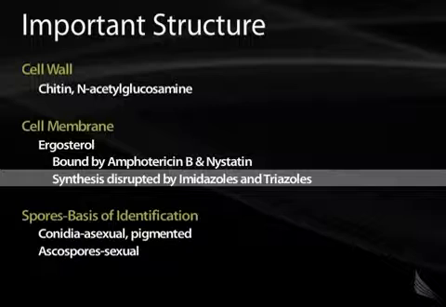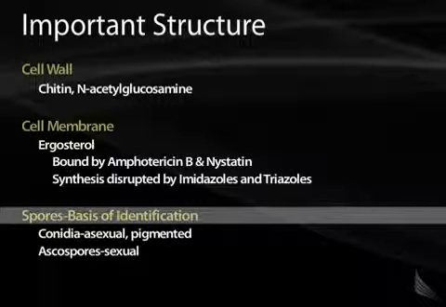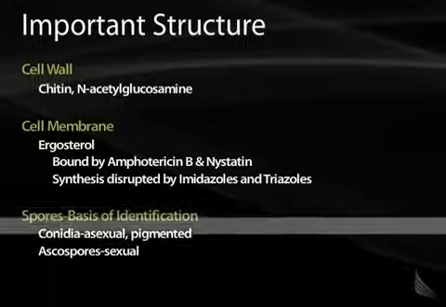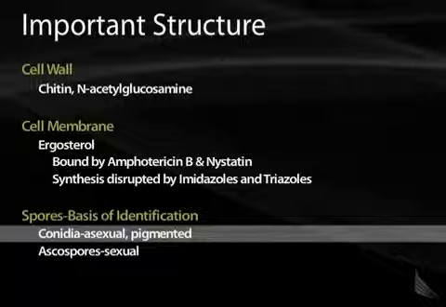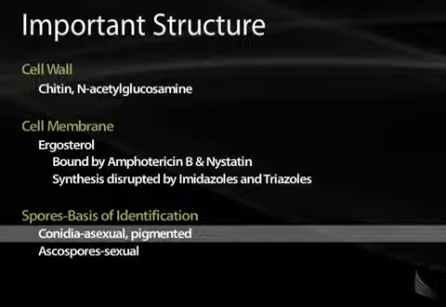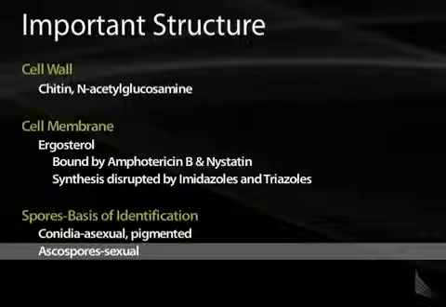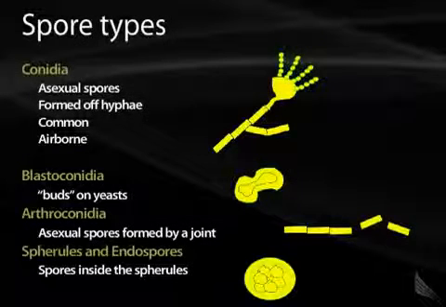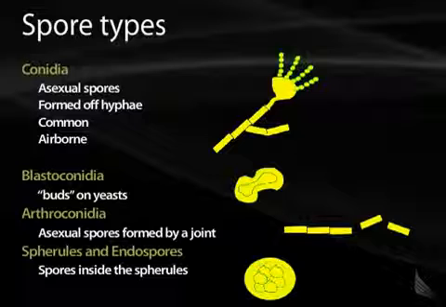Fungi are known to form spores, which is the basis of their identification. You can look at the conidia, which have asexual reproduction and are pigmented, or you could have ascospores, which undergo sexual reproduction. Spore types are going to be discussed below. You can have conidia, blastoconidia, arthroconidia, or spherules or endospores.